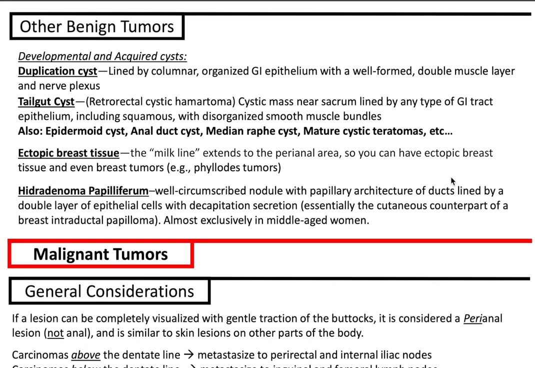Other benign tumors, developmental and acquired cysts, duplication cyst. This is lined by columnar organized GI epithelium with a well-formed double muscle layer and nerve plexus.